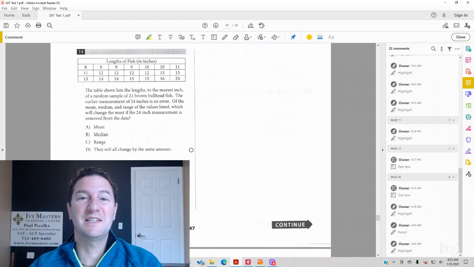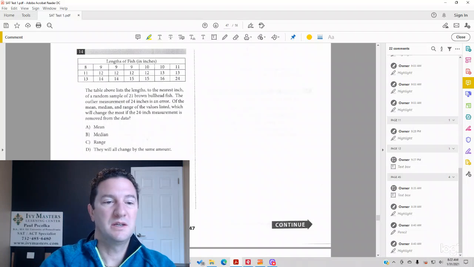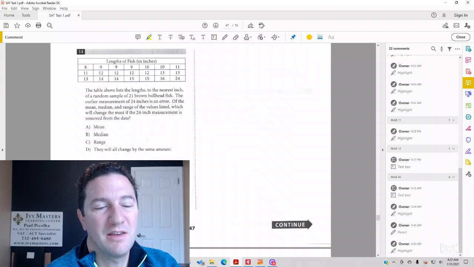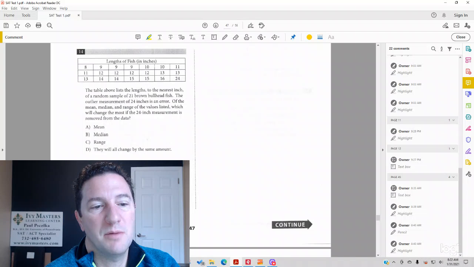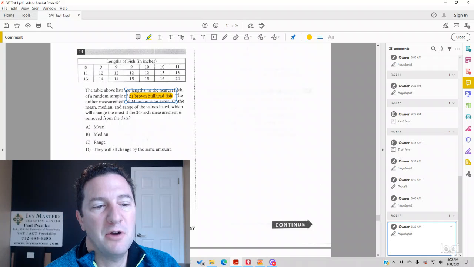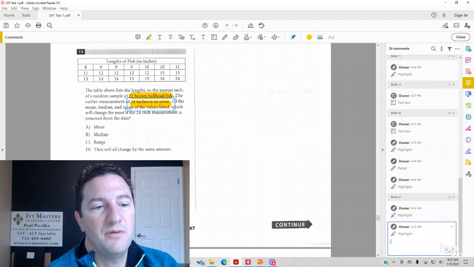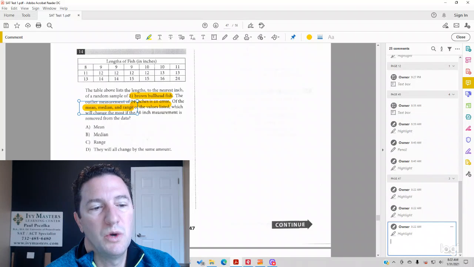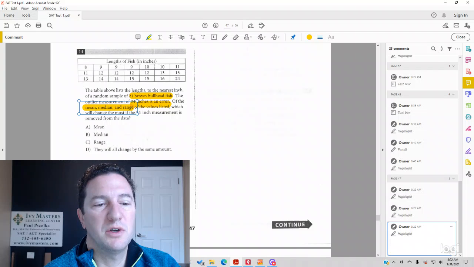And today we're going to look at Test 1, Section 4, number 14, which reads: the table above lists the lengths, to the nearest inch, of a random sample of 21 brown bullhead fish. The outlier measurement of 24 inches is an error. Of the mean, median, and range of the values listed, which will change the most if the 24-inch measurement is removed from the data?